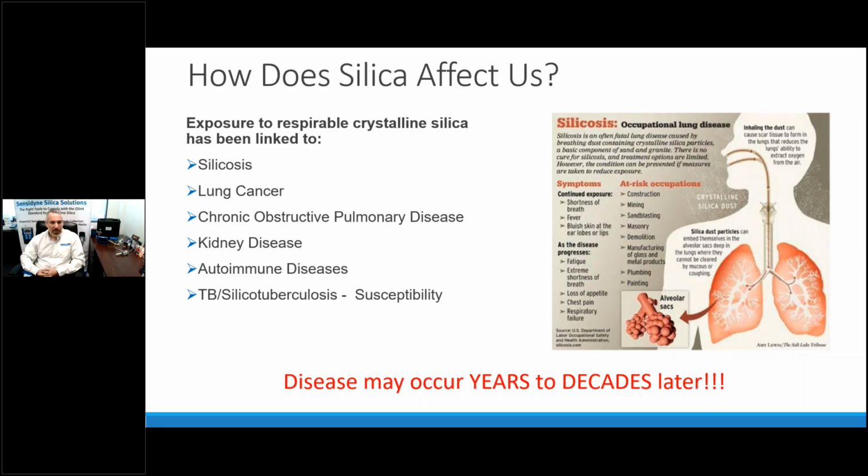So let's talk about how silica really affects us. Exposure to respirable crystalline silica has been linked to the following occupational diseases: silicosis, lung cancer, chronic obstructive pulmonary disease, also known as COPD, kidney diseases, several autoimmune diseases, as well as tuberculosis and a newer coined terminology, silicotuberculosis. Now, disease may occur in a matter of years, or it could be decades later.